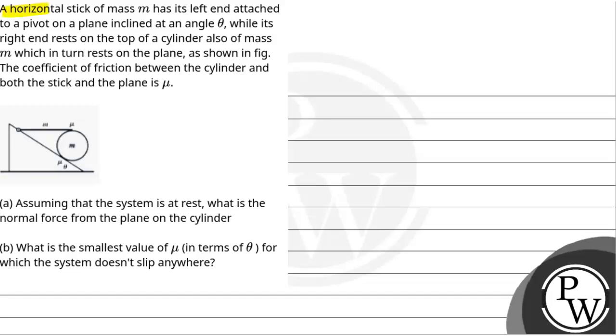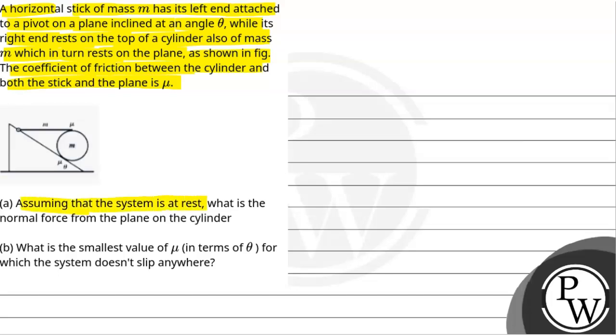The question says that a horizontal stick of mass m had its left end attached to a pivot on a plane inclined at an angle theta, while its right end rests on the top of a cylinder, also of mass m, which in turn rests on the plane as shown in the figure. The coefficient of friction between the cylinder and both the stick and the plane is mu.